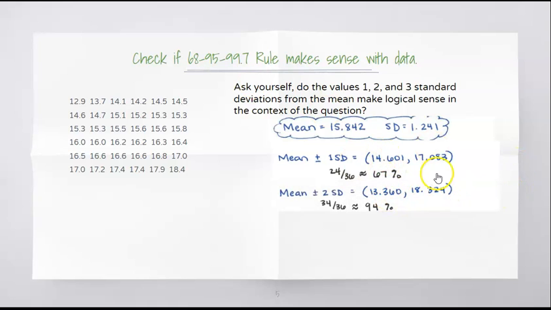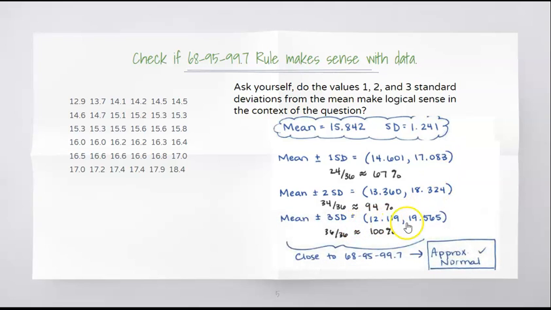I'm going to add 2 standard deviations to the mean. I'm going to subtract 2 standard deviations from the mean. That gives me this range of values, 13.36 to 18.32 cubic feet. And again, I look at my set of data. How many of those pieces of data fall within that range? 34 of them out of 36. So that's about 94%. Again, it's very close to the 95% that the rule tells us.